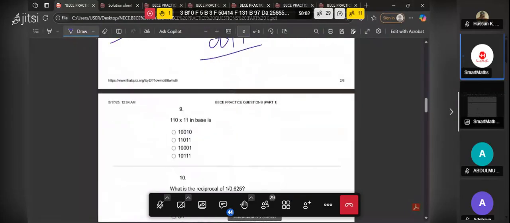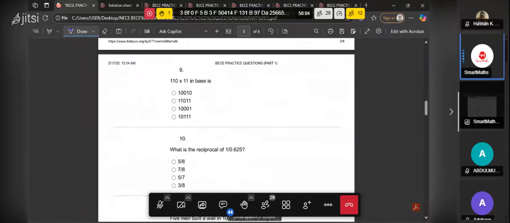All right, move to question 9. Now, this question 9 is on that base as well. 110 times 11 in base 2, so the 2 is omitted. So we want to multiply. This is multiplication of binary numbers. We have 110 multiplied by 11.